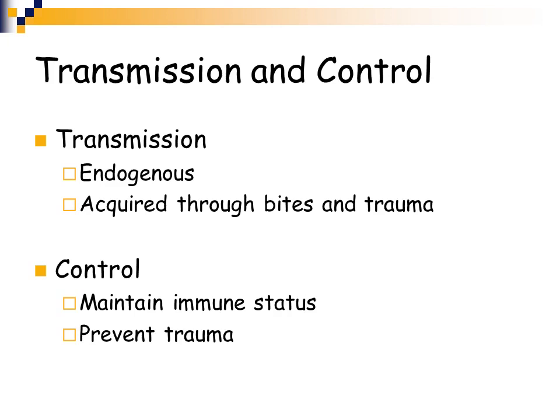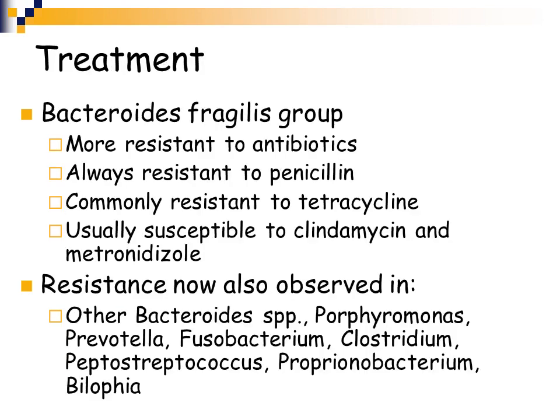So transmission, we've said it several times. I'll say it again. Endogenous, usually with your anaerobes, you get infected with your own normal flora. Many times through bites, through trauma, through a perforation, things like that. Controlling, individuals are at lower risk of an anaerobic infection if they are immunocompetent. Anytime you're immunosuppressed, it's going to increase your risk, as well as preventing trauma, bite wounds, things like that.